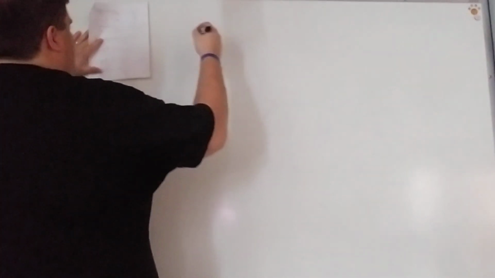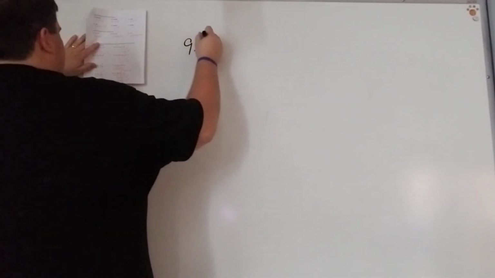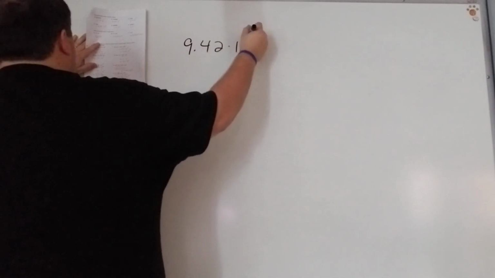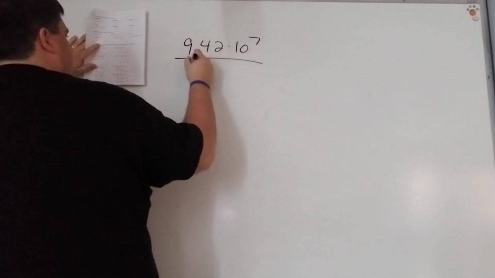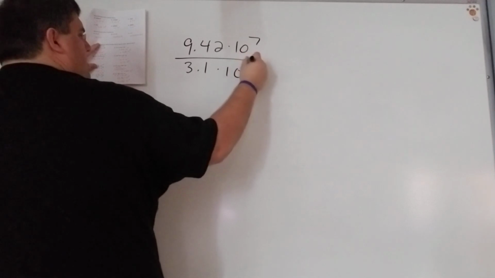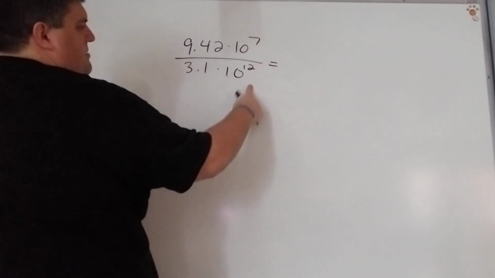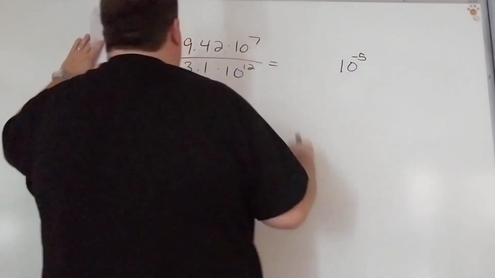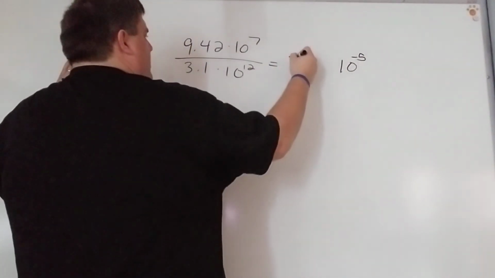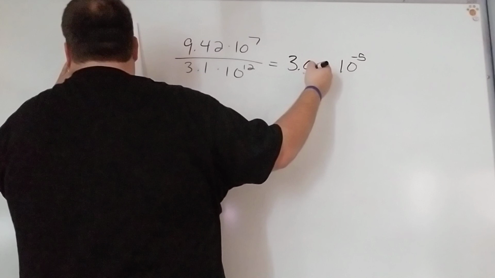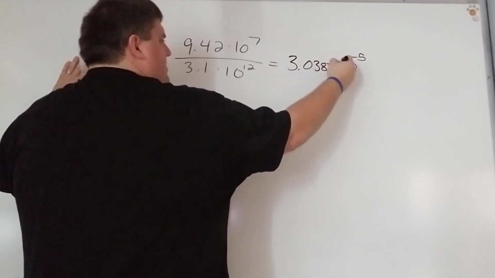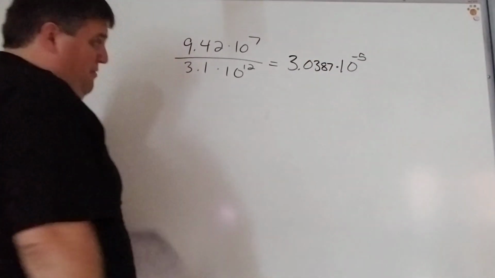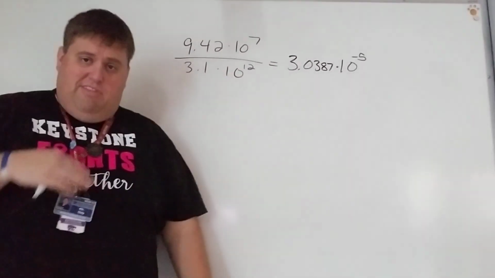Let's see, division. 9.42 times 10 to the 7th over 3.1 times 10 to the 12th. When we divide, we're going to subtract our exponents. So 7 minus 12 is -5. We divide the numbers out in front. That gave me 3.0387, something like that. That one, the decimal's in the right spot, so I can just leave it there, and I'm done.